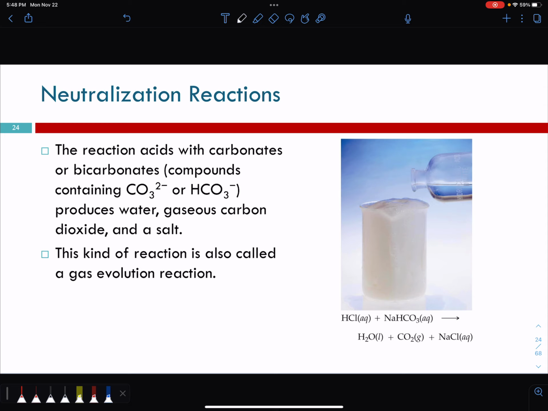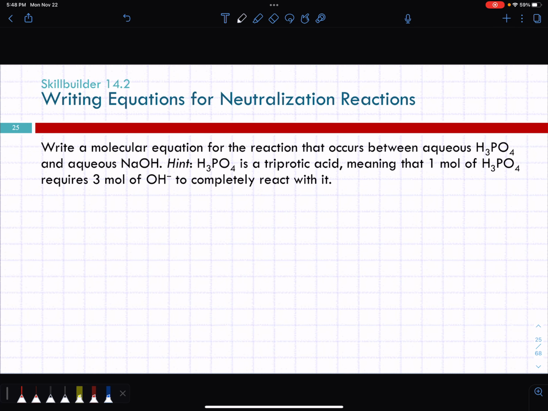We talked about these briefly as well. So you can also have neutralization reactions, particularly with carbonates or bicarbonates, where you produce water, CO2, and salt, which, if you recall, is a gas evolution reaction. SO3, sulfite, also does that.